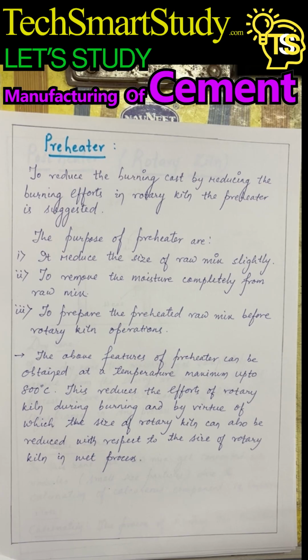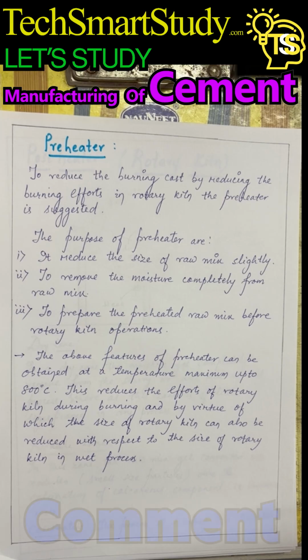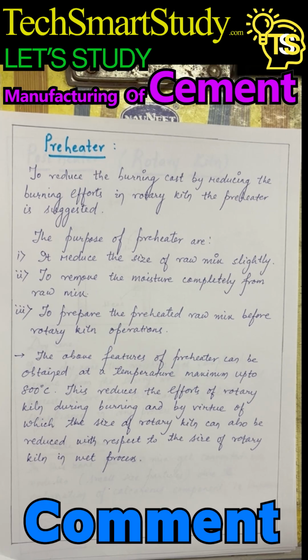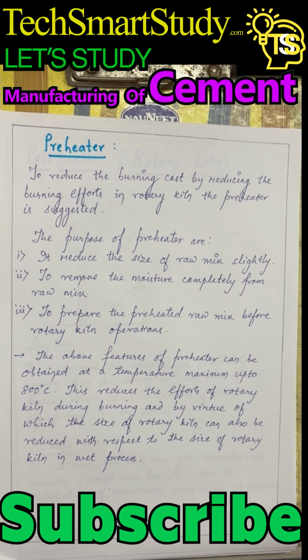And now these operations of the preheater are performed at a temperature of maximum up to 800 degrees centigrade. As the preheater is used, it removes the moisture of the raw mix before it goes for rotary kiln operations, so the burning effort and burning cost of the rotary kiln in the dry process is reduced. That is why the size of the rotary kiln in the dry process is reduced with respect to the size of the rotary kiln in the wet process, because in the wet process a preheater is not used.